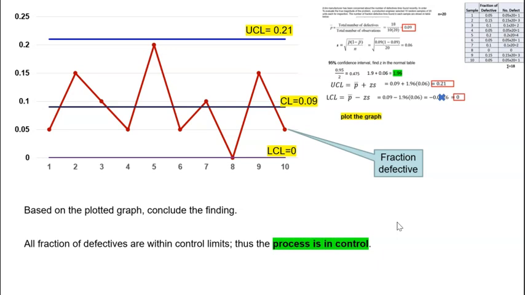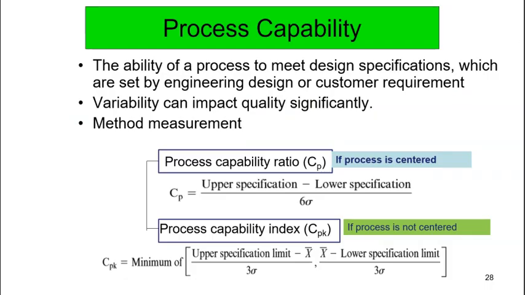So you have looked at variables, in which we look at the X bar chart, and at attributes, where we look at the P chart. The next one is process capability, which we call Cpk, and Cp. This is another way of determining and monitoring the process. It is the ability of a process to meet the design specification. And these are the formulas.